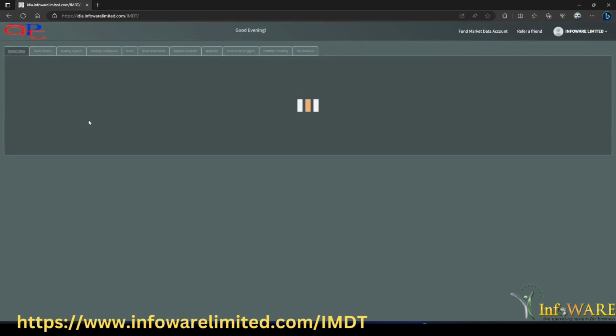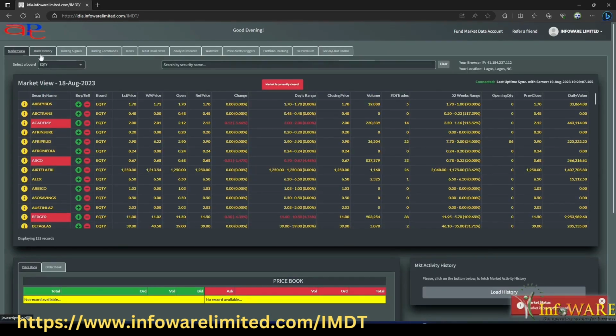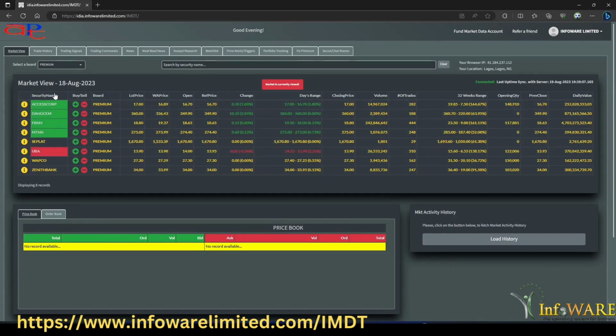The first time you log in, the various items that are available are up there. I'll give you a quick overview very shortly. The main view here is the market view. It shows all the equities in the market and their status. If the market was open, this would be updating in real time. From here, you can select any board that you might want. The NGX delineates equities and all the listed instruments in specific boards. So the premium board, for example, if I select that, I see all the items in the premium board.